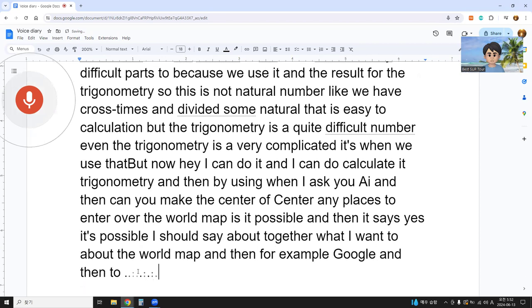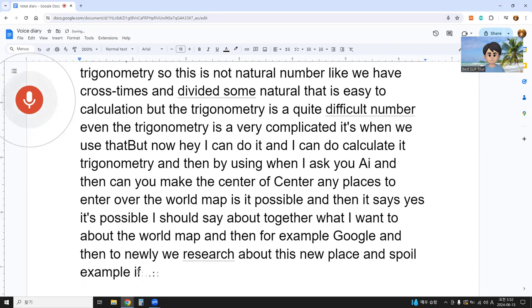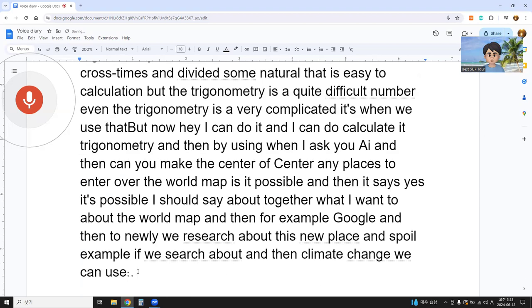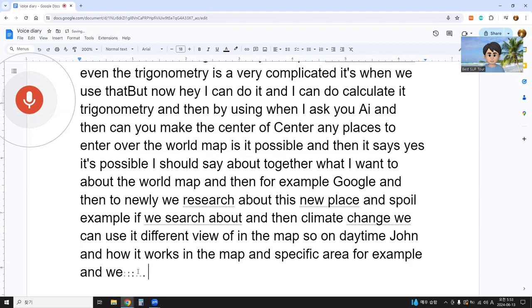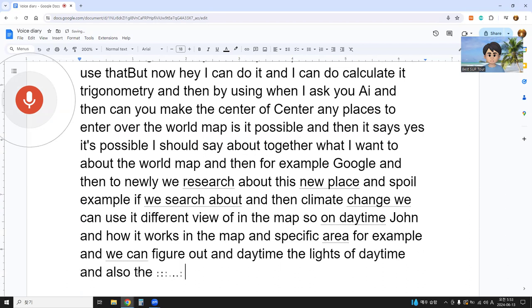And then newly, we can research in terms of a new place. For example, if we research climate change, we can use a different view in the map. So on daytime, and how it works in the map and a specific area, we can figure out the length of daytime, and also the changes in solar energies. We can guess about the solar energies.